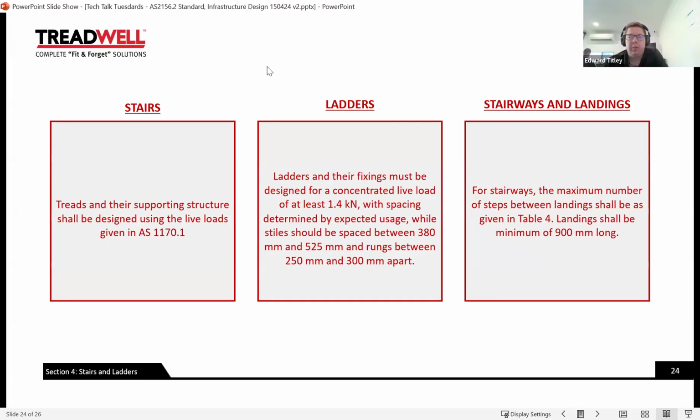Now, brief commentary on stairs and ladders, and I'm sorry we're running quite over time here. Stair treads and their support structure should be designed according to the live loads given in AS 1170.1. Ladders and fixings must be designed for a concentrated live load of at least 1.4 kilonewtons, with spacing determined by expected usage. And the stiles should be spaced between 380 and 525 mil, so that's the width of your ladder. And then rungs between 250 and 300 millimeters apart.